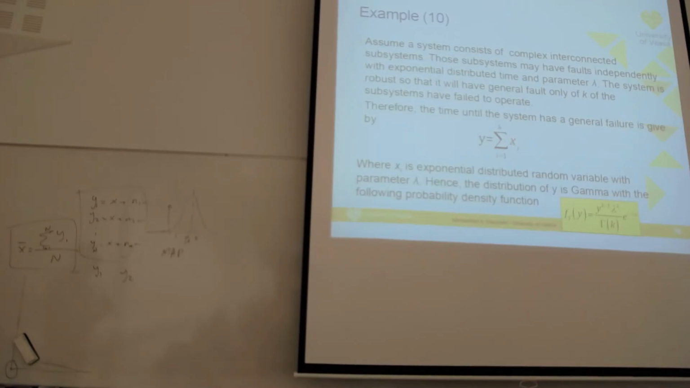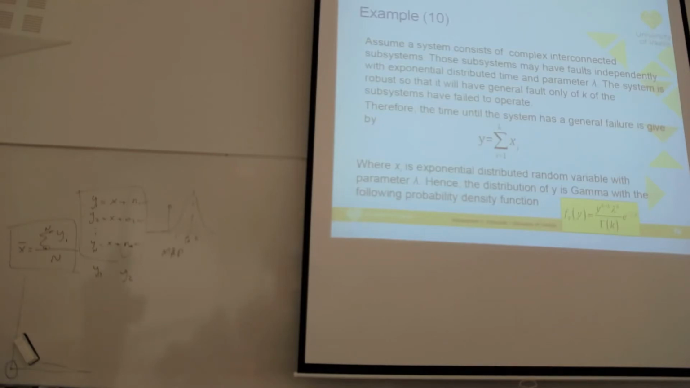So x_i is the time of failure for each subsystem. x1 is the time when the first subsystem has failed, x2 is the time when the second subsystem has failed, and so on. In that case, the whole system will fail if k of those subsystems have failed. You can see that we assumed that the times are computed one after one, so there is some dependency.